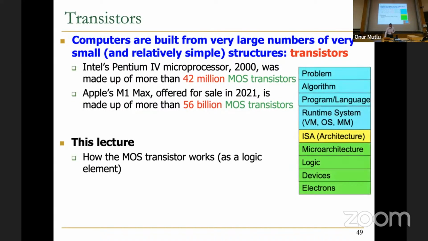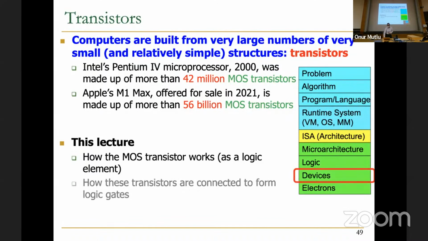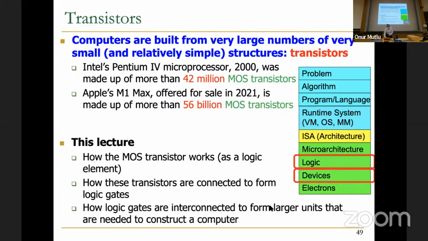So we're going to really start with this device level today, learn about a particular device that's used in all processors, and talk about how these transistors should be connected to form logic gates in today's technology. In some other technologies, this may be different, but in today's dominant technologies, we have a particular way of connecting these transistors so that they can work the way we want. And then we're going to talk about how logic gates are interconnected to form the larger logic units that are needed to construct a computer.